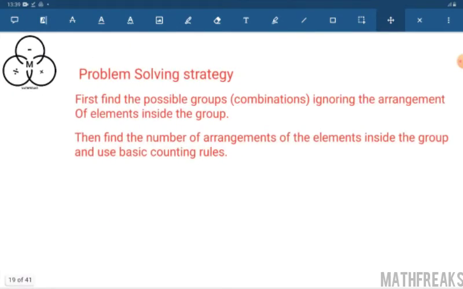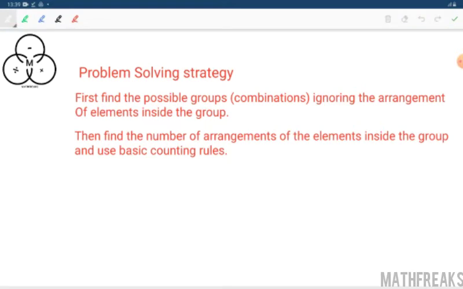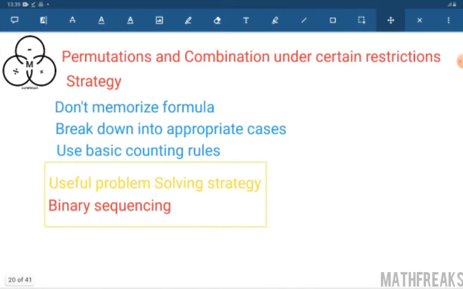What problem solving strategy will we proceed with? The most important thing is that we will not use the formula of permutation, we will use the formula of combinations. Then we will multiply it with the number of arrangements. First find the possible groups, ignoring the arrangements of elements inside the group. Then find the number of arrangements of the elements inside the group and use the basic counting rules, just the product. Often we memorize formulas, but here we will not memorize any formula, because we are preparing for IOQM. IOQM preparation cannot be accomplished by using formulas, because it tests our basics.